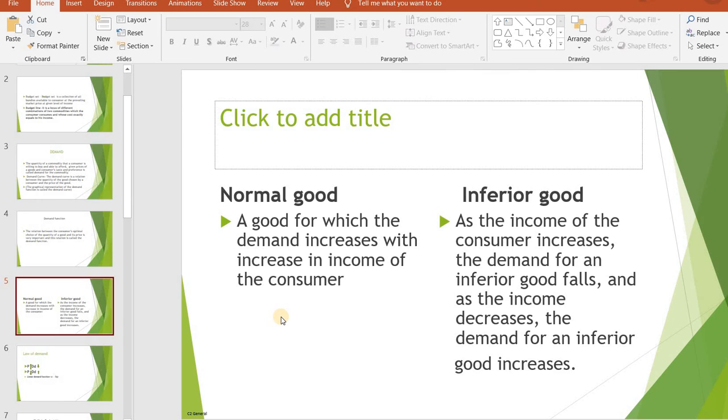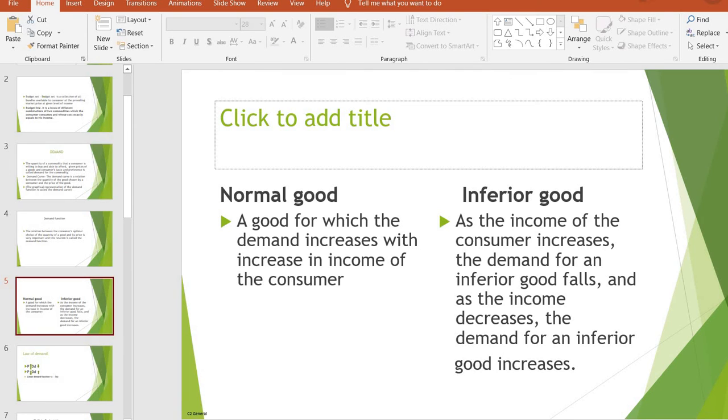As the income increases, consumer will not buy such goods. That goods we are calling as inferior goods. As the income of the consumer increases, the demand for an inferior goods falls. Means some ration items. As the income increases, consumer demand for inferior goods falls, and as the income decreases, demand for inferior goods increases. Means when our income is less, that time we will purchase cheap quality items. That one we are calling as inferior goods.